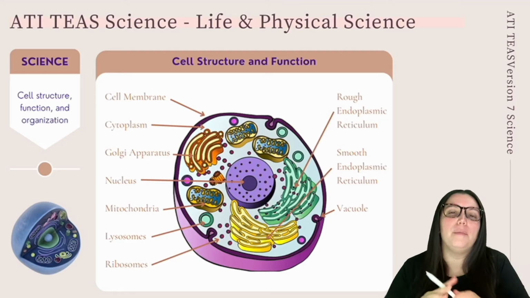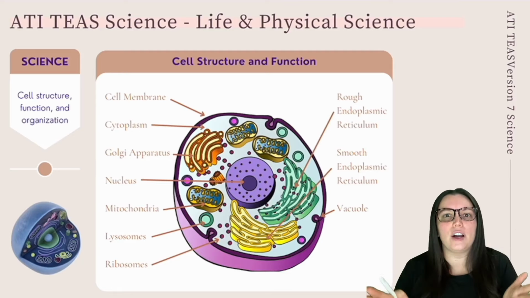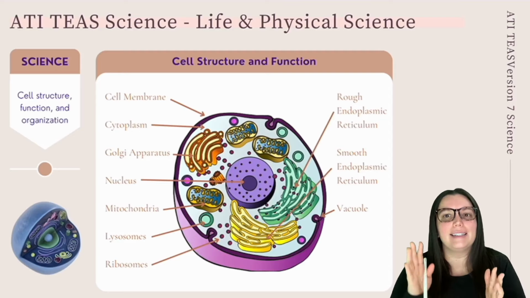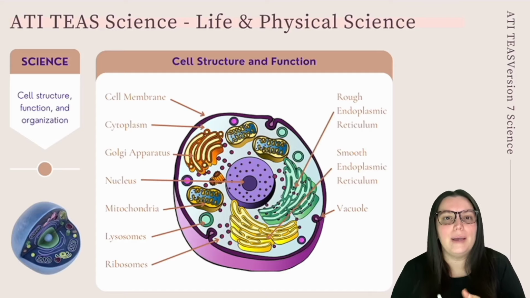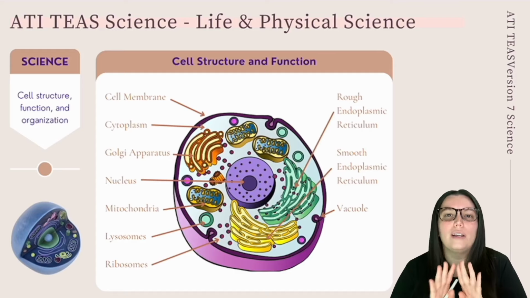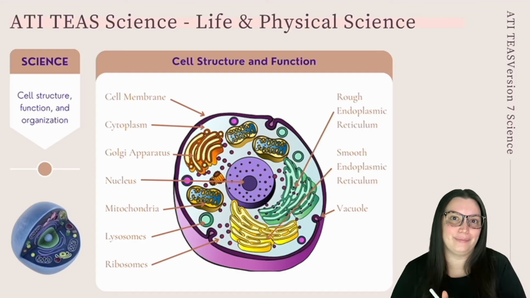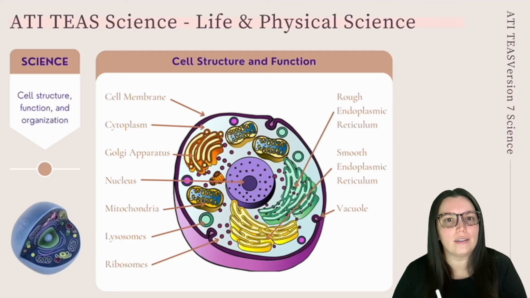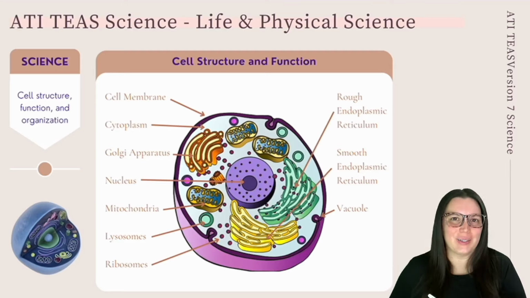We start with the cell membrane, and that is the thin layer of protein and fat that surrounds the cell. The cell membrane has selective permeability, meaning that it allows some substances to enter and exit the cell while keeping other substances out. Then we have the cytoplasm. The cytoplasm is a jelly-like substance that contains the cell's organelles, and it helps support and suspend the structures inside the cell membrane. It also transfers material required for cellular processes.